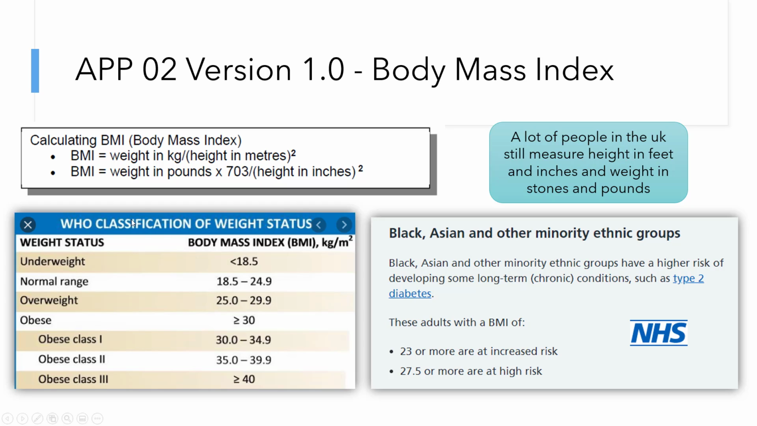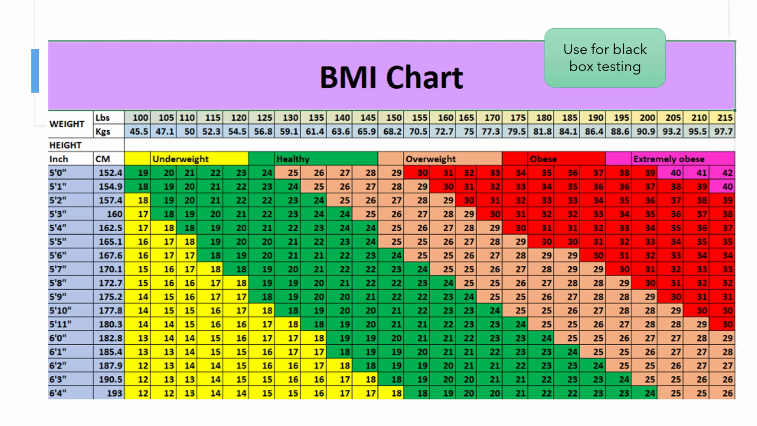So here's the World Health Organization's classification based on body mass index. I want you to cover all 6 of these possibilities in your output message, and I also want you to output a special message for people in Black, Asian and other minority ethnic groups because they are at increased risk, so that message needs to go out as well. I've given you this chart for testing purposes, so it's both in inches and centimeters, pounds and kilograms, you'll notice. So you can use this chart for testing purposes.